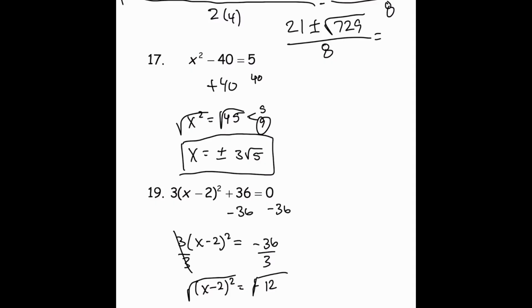Take a square root. We have x minus 2 equals plus or minus. So negative is inside the square root. That's going to come out as i. So root 12 i. Add 2 to both sides. x is equal to plus or minus. Twelve can be written as 3 times 4, so we're going to pull out a 2. 2√3 i. So x is equal to 2 plus or minus 2√3 i.